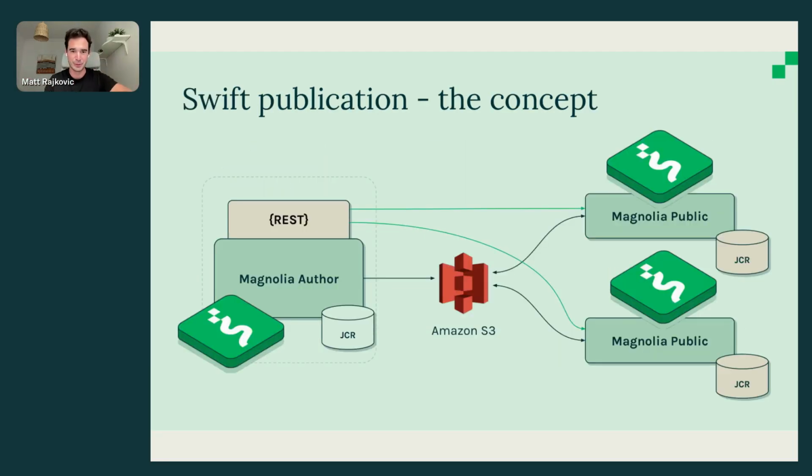This is just a quick overview of the setup with Swift publication. You probably know the author and public setup, and the big change here is that the versioning itself is stored in Amazon S3, from which the public instances then retrieve the version, which is much more performant. Second, there is REST-based orchestration on top, meaning that the author instance instructs the publics to retrieve that version from Amazon S3, or from the external store, which can be replaced, meaning that all things work together nicely and it's much more performant.